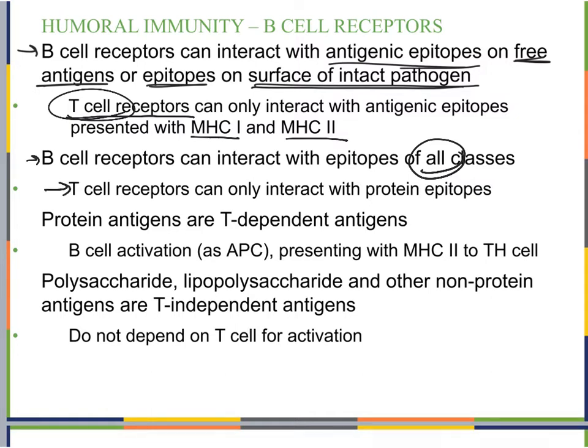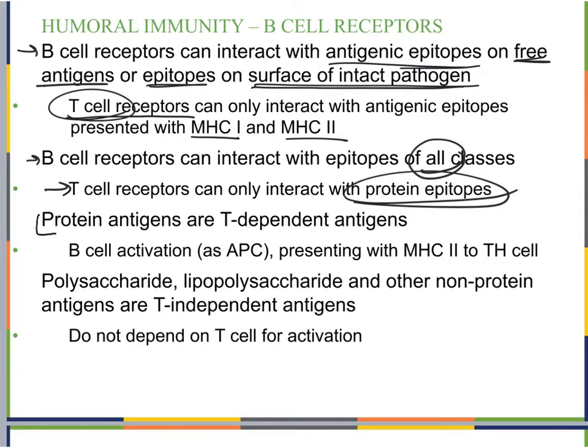Whereas our T cell receptors can only interact with protein epitopes. We did speak about that briefly when we spoke about the different classes of epitopes. So our T cell receptors can only interact with protein epitopes. Even if an antigen presenting cell is presenting an antigen that is a carbohydrate, our T cell receptors are not going to recognize it. Our B cell receptors can recognize all of those different classes.